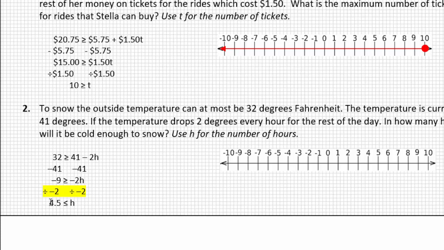Graphing this inequality on our number line would look like this. We would put a solid circle since h is greater than or equal to 4.5, and since h is on the greater than side, it's being eaten by that crocodile, then we shade everything to the right. I think you're ready for the third problem.